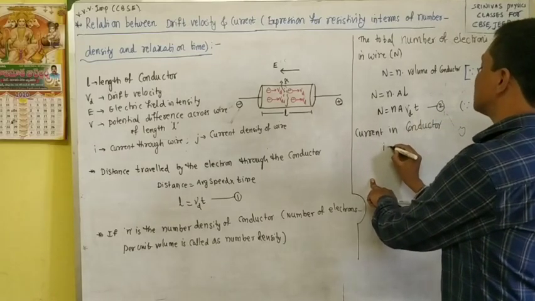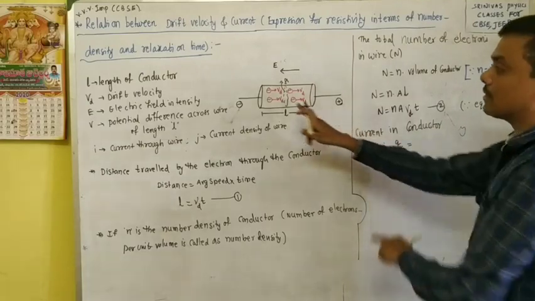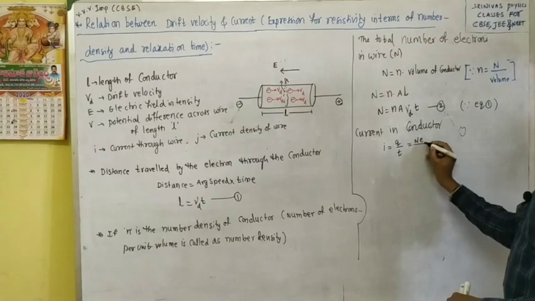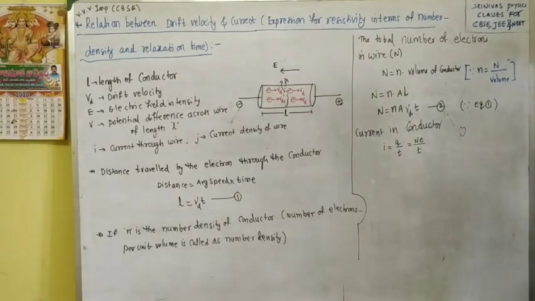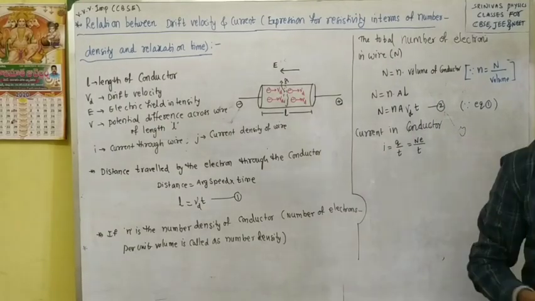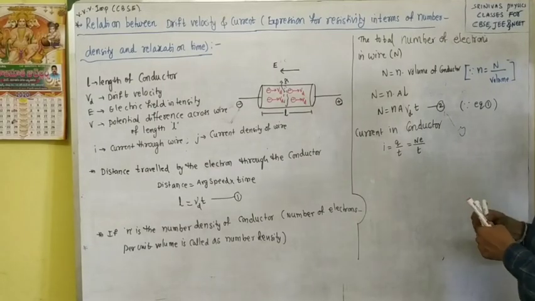Current formula is charge by time. But how much charge flows? If capital N electrons flow, then the charge is Ne by time. Capital N electrons flow means capital Ne. One electron flows means 1e, 2 electrons flow means 2e, N electrons flow means Ne is the charge.